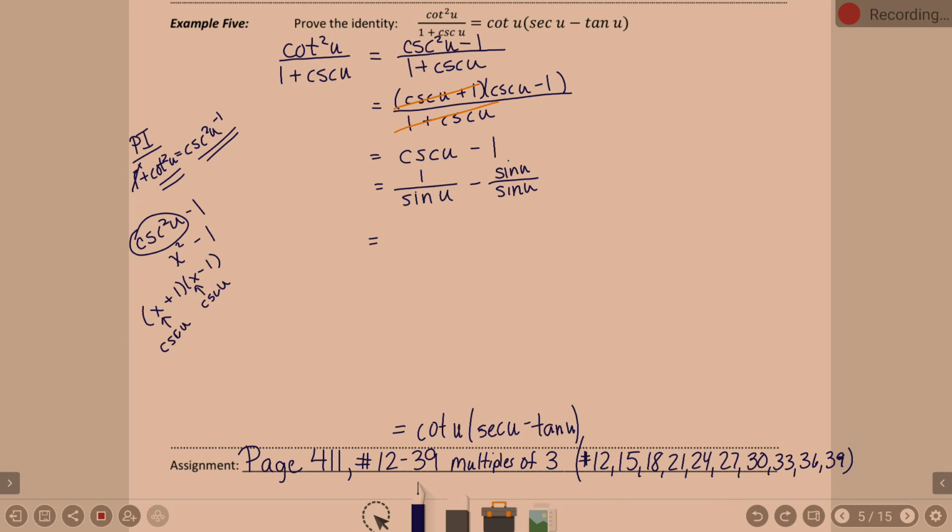The whole point of getting a common denominator is you can put the fractions together, add or subtract. So in this case, common denominator is sine u. Numerator is 1 minus sine u.